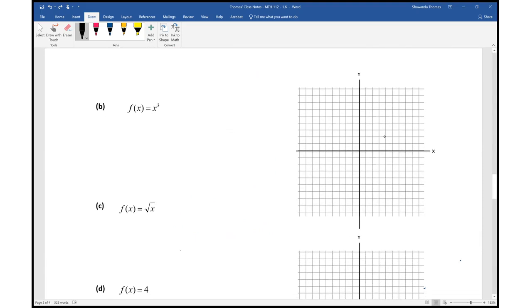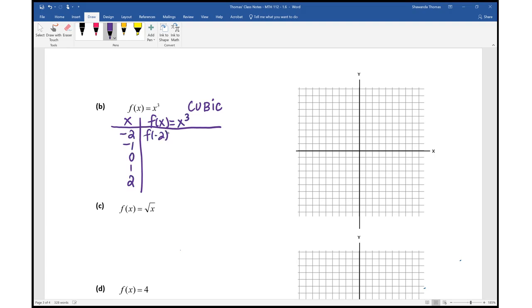Which function is this one? What function is this? This is the cubic function, right? Cubic function. So if we draw a t-table, f of x equals x cubed. Again, this is not a line, so -2, -1, 0, 1, 2. We want more points involved here.